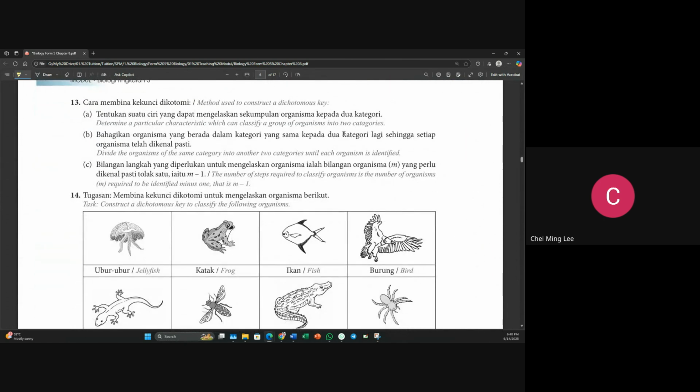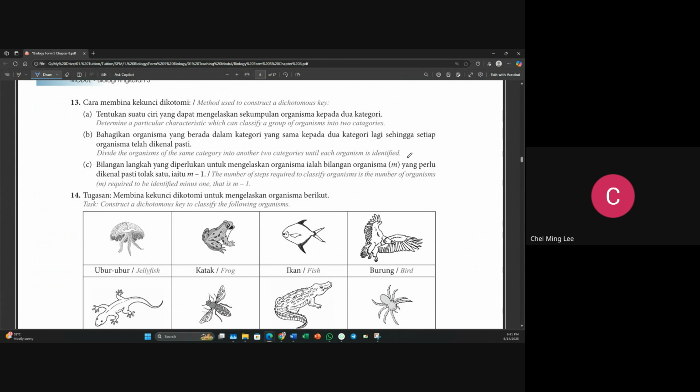Now, so how do we do the dichotomous key? First we need to determine a particular characteristic which can be classified and grouped into two categories. Then we divide the organisms of the same category into another two until each of them is identified. So it's like a tree, like a tree diagram.